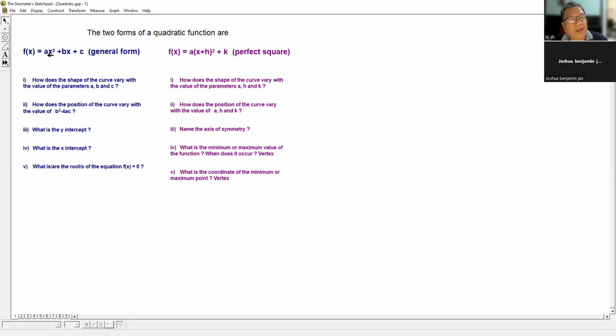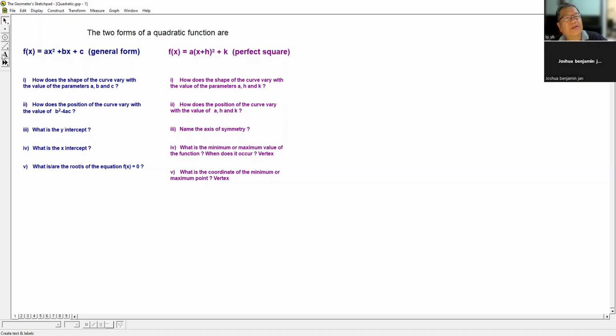Now, however, if the equation is given in this form, it is not very useful. I will explain later why it is not very useful this way. We look at another form of the quadratic equation. So another form will be a(x plus h) squared plus k. Now this form is completing the square.